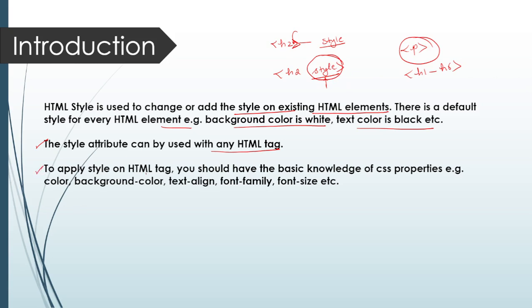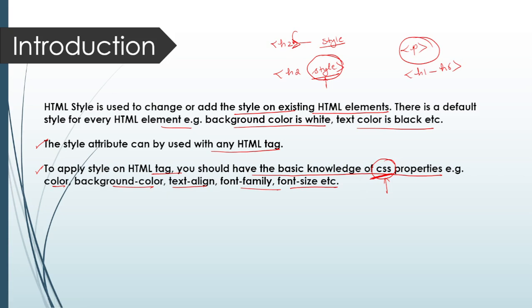To apply style on an HTML tag, you should have the basic knowledge of CSS properties. For example, color, background color, text alignment, font family, font size, etc. After this lecture, we'll start CSS, that is cascading style sheets. This is very important. By using CSS properties, we can make our HTML program more attractive and more interactive. But in this lecture, we'll start only with style attributes.